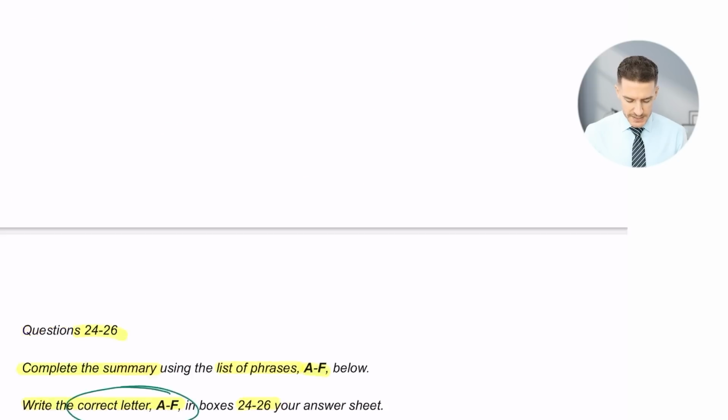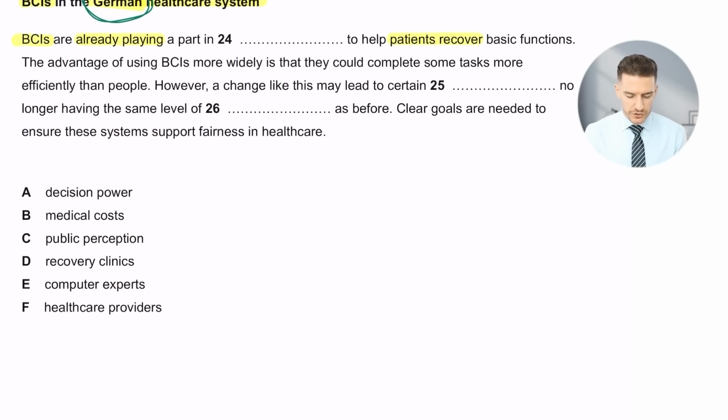We can come back down and have a look at the choices. We should look at all of them just to double check. First one, decision power. No. Medical costs. No. Public perception. No. Recovery clinics. Yes, that's another way to talk about what we read. Computer experts. No. Healthcare providers. No. So the answer there would definitely be D. We can cross that off.